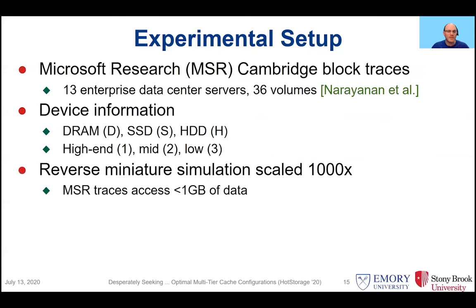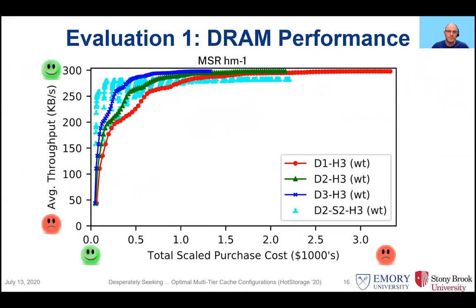The MSR traces access less than a gigabyte of data, so we use reverse miniature simulations to model workloads that are 1,000 times larger, which are much more suitable for multi-tier caching. So in this plot, we evaluate the performance of DRAM on MSR's HM1 workload. Each series in the legend contains the device labels of the configuration and its write policy in parentheses. So the WT stands for write through. So the cyan series labeled D2S2H3 represents a configuration with mid-range DRAM as L1, mid-range SSD as L2, and low-end HDD as persistent storage using write-through policy.